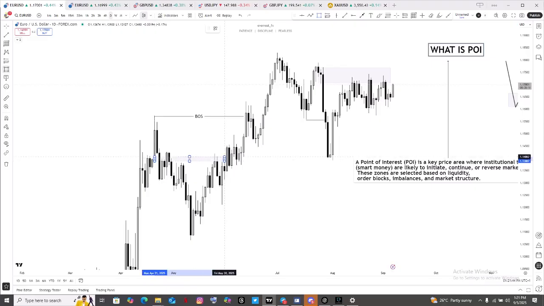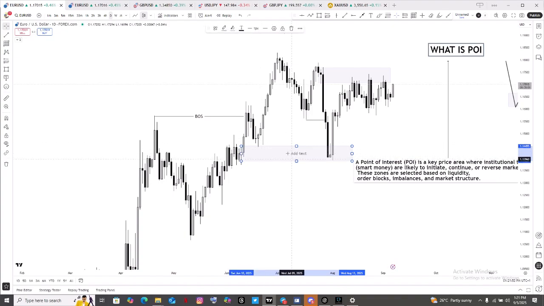Why is it your POI? Because it is what you trade. Your POI might even be this other block here. Look at this place. We have another block here. This one. You just wait patiently.